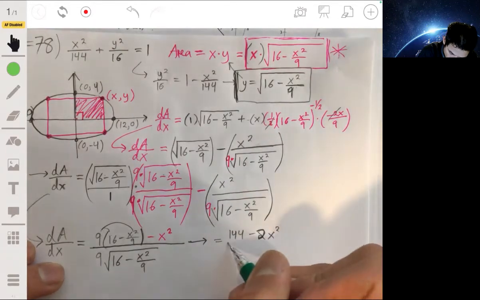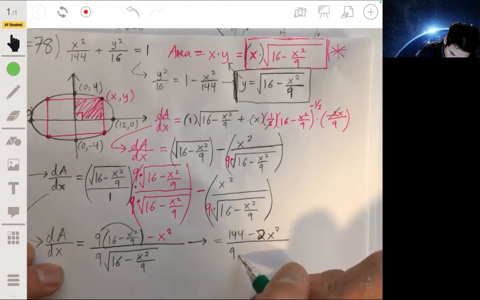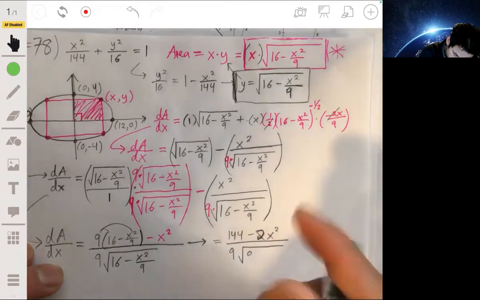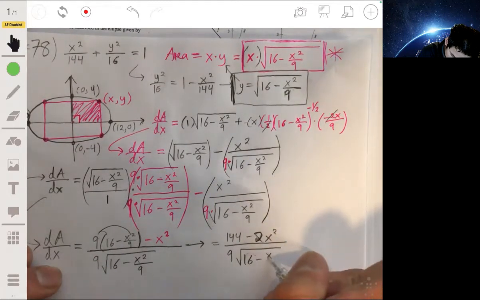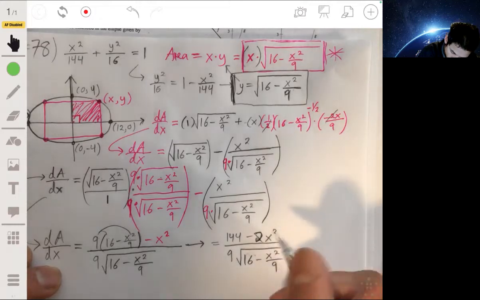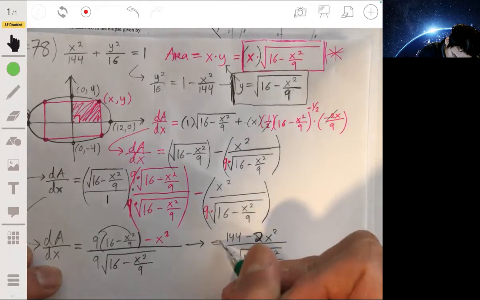There. All over the 9 times the square root of 16 minus x squared over 9.